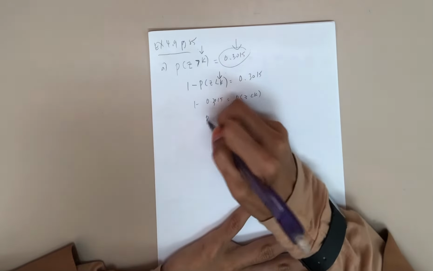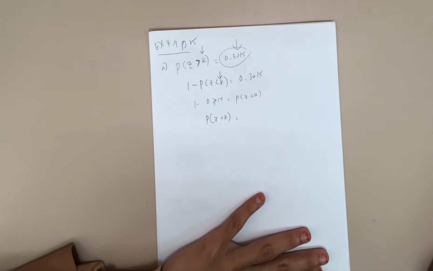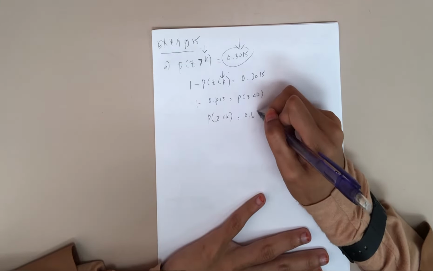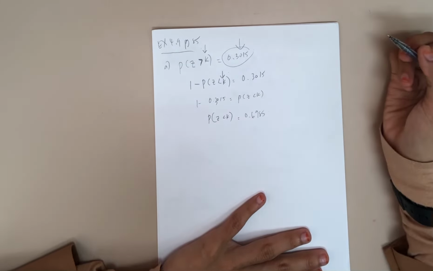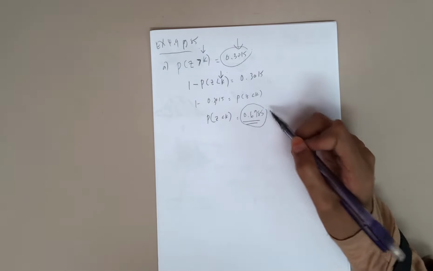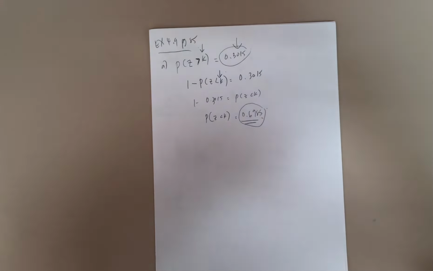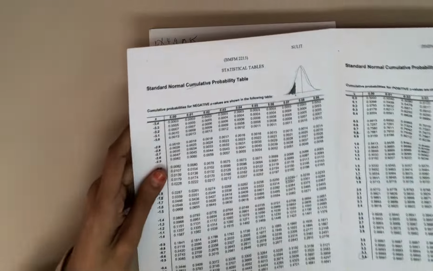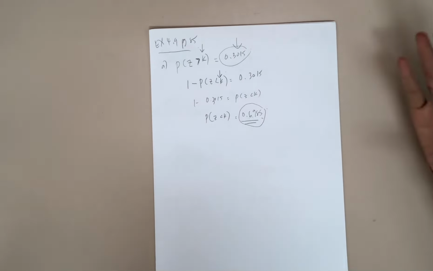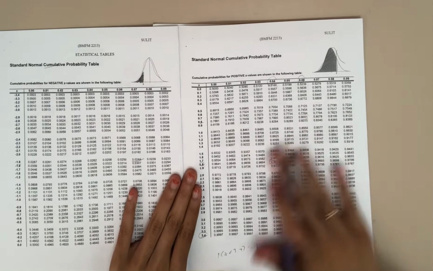Okay, saya susun balik. Saya nak jadikan dia ni as a subject. So 1 minus 0.3015 will be 0.6985. So class, now we want to find, or we want to look at, this figure 0.6985. So you can see that 0.6985 means that it's greater than 0.5, is it? So when it comes to 0.5, it is somewhere here. It must be the positive side.